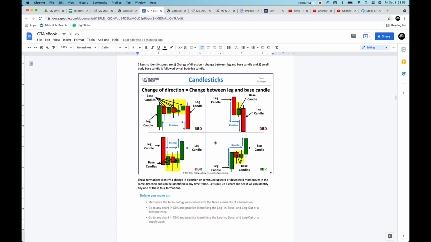So before you move on, memorize the terminology associated with the three elements of a formation. Go to any chart on your preferred trading platform and practice identifying the leg in, the base, and the leg out of a demand zone, as well as the leg in, the base, and leg out of a supply zone.